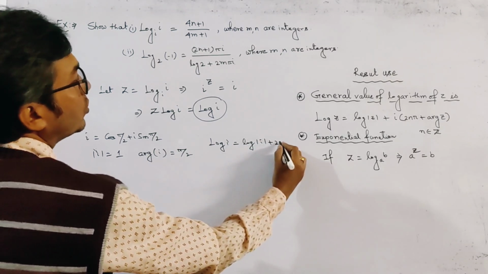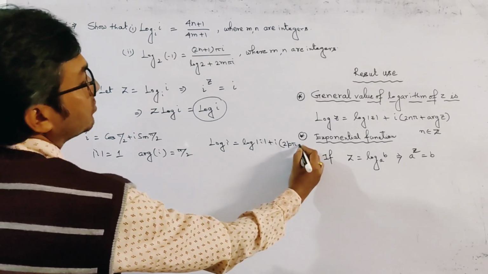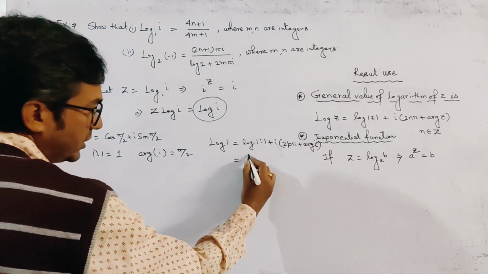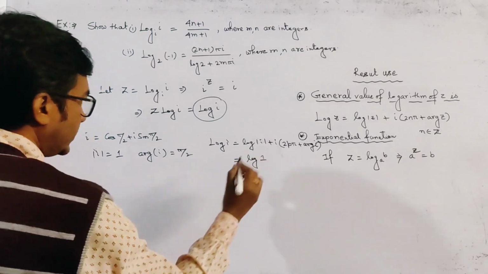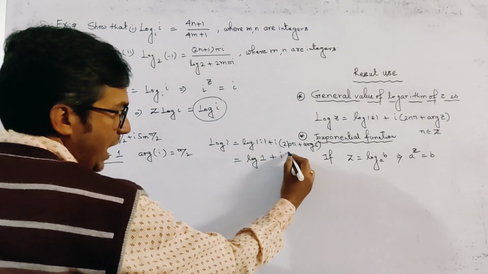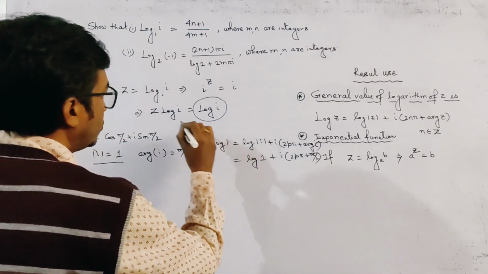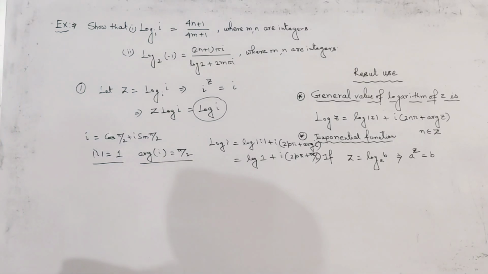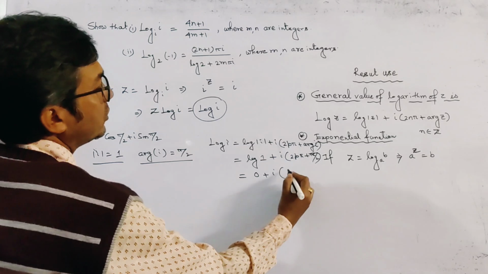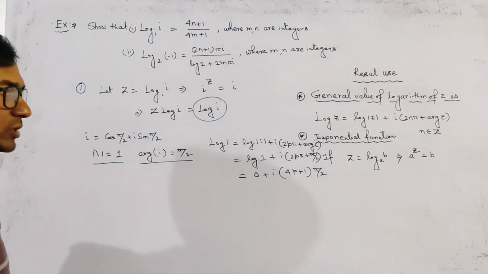So here we put Log i equal to log of mod i plus i into 2pπ plus argument of i, which is log of 1 plus i into 2pπ plus π/2. Log 1 means 0, so we get i into (4p+1) into π/2.